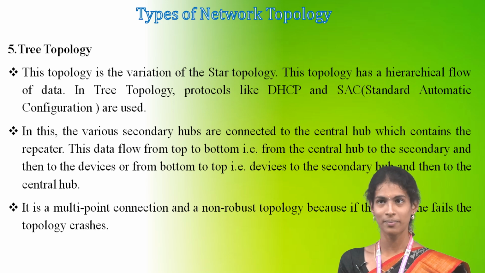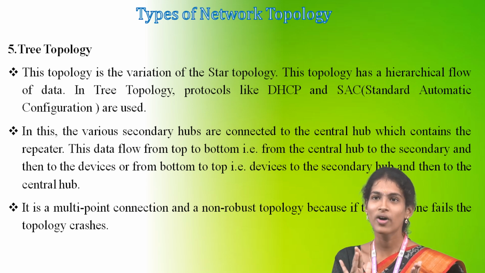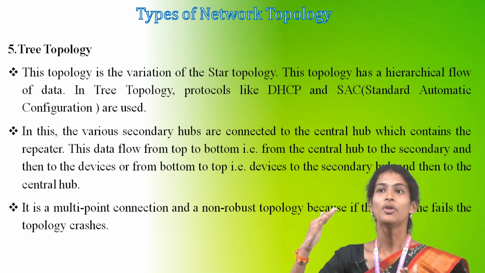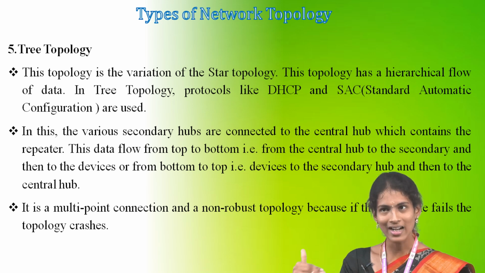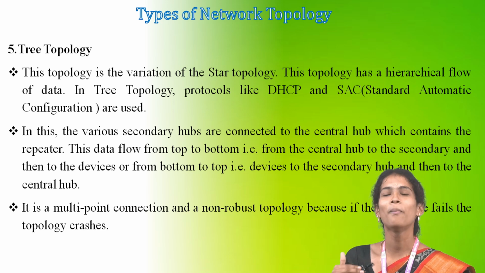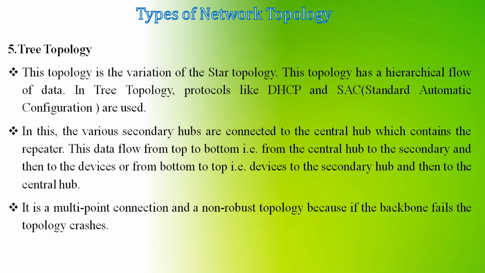The data flows from top to bottom, for example, from the central hub to the secondary hubs and then to the devices. And from bottom to top, for example, from devices to the secondary hub and then to the central hub. It is a multi-point connection and non-reverse topology. If the backbone fails, then the topology crashes.